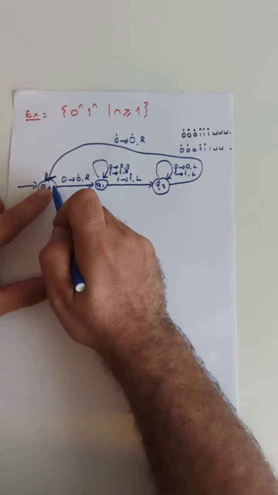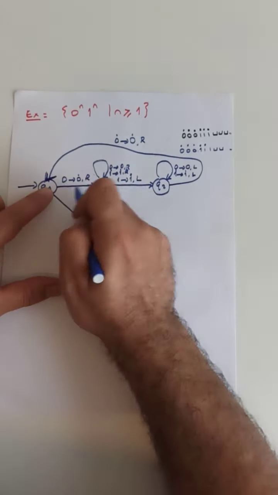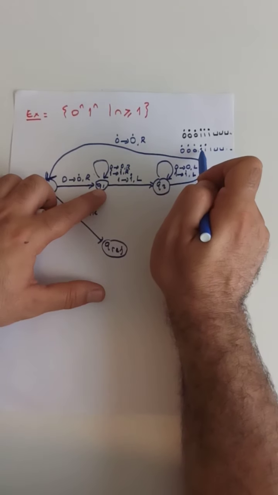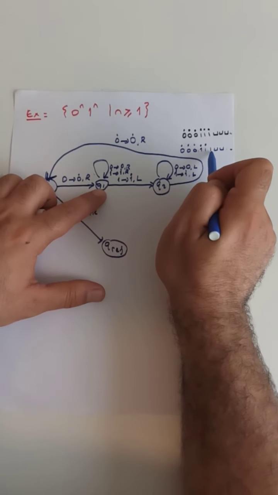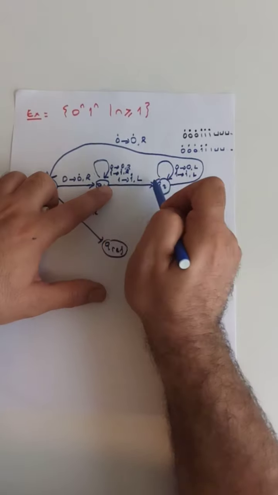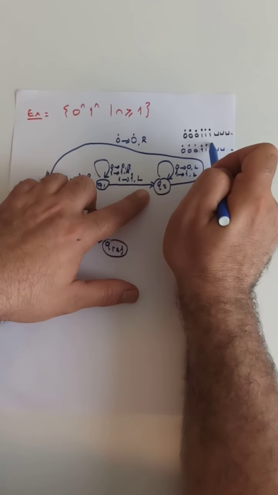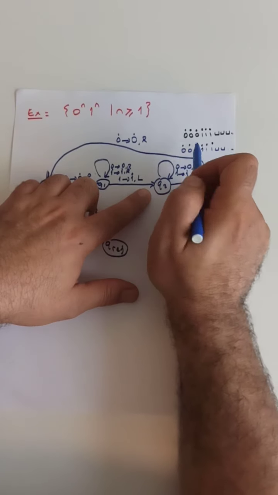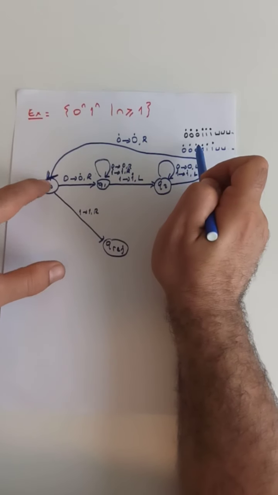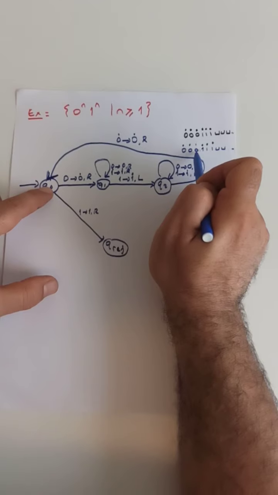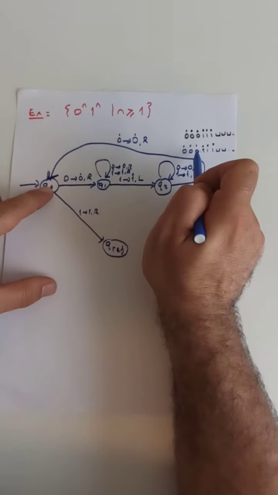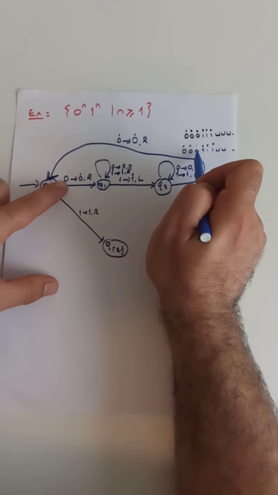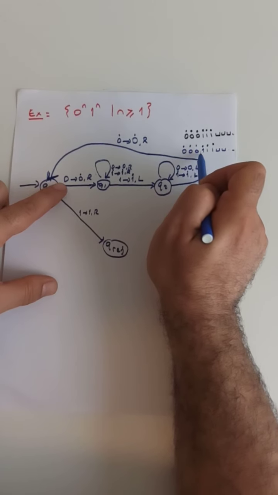We will be at Q0, we will mark this 0 with a 0 dot, go to Q1, we will skip all the 1 dots, get to this unmarked 1, take this transition, mark this 1, and then move left. We'll keep on moving left until we encounter this 0 dot and go back to Q0. At this point, we don't have any unmarked zeros on our tape.